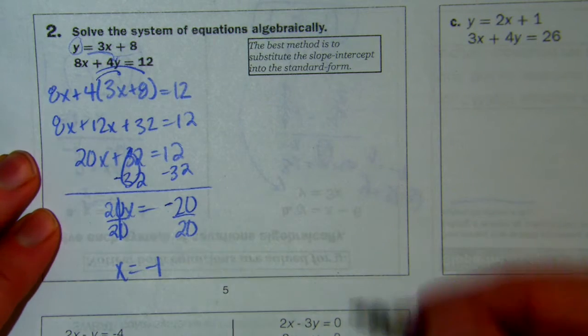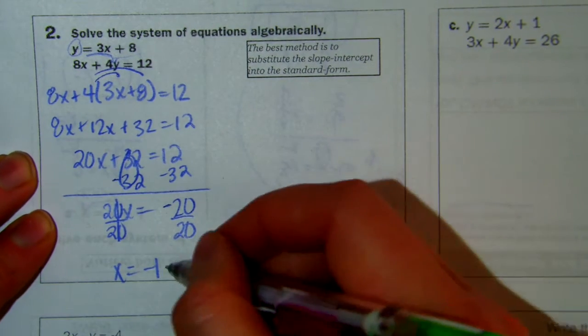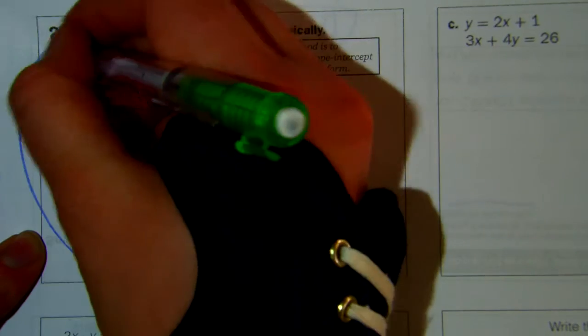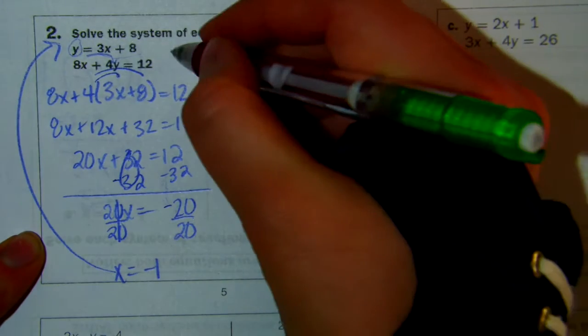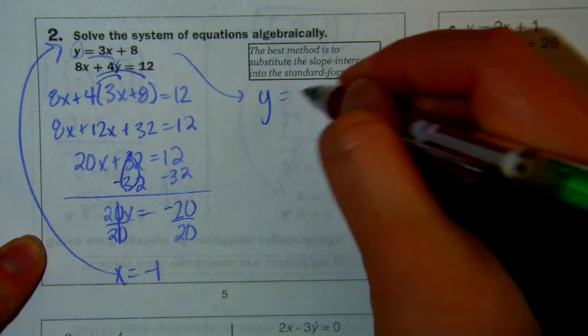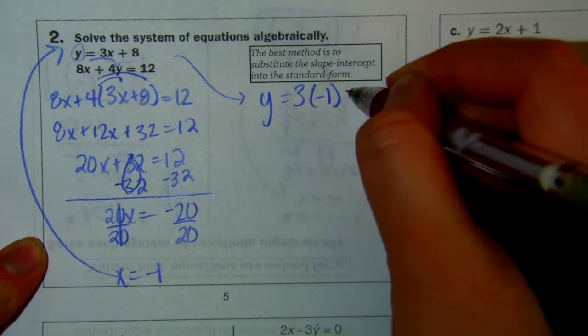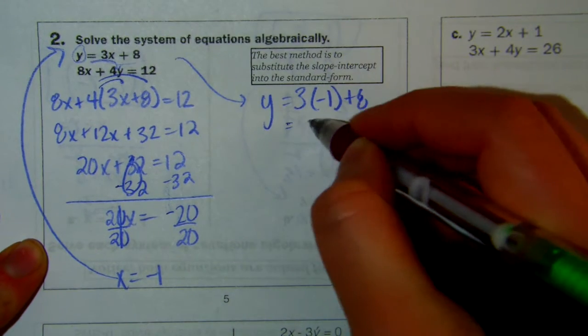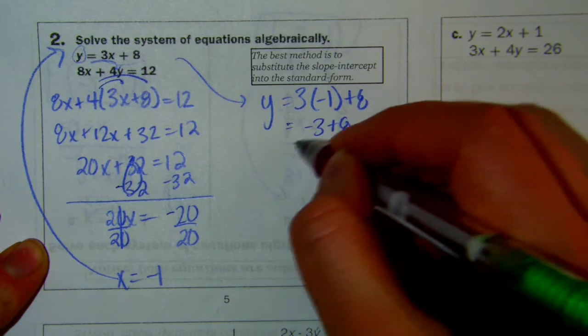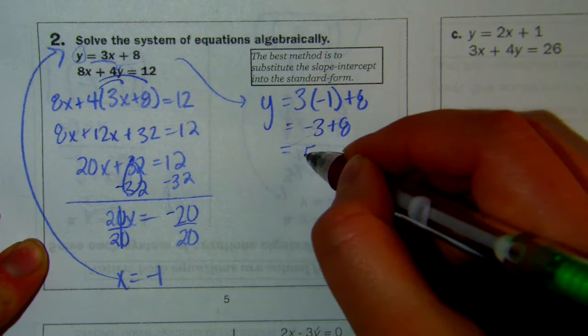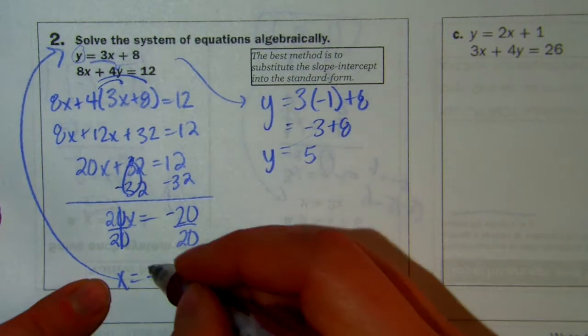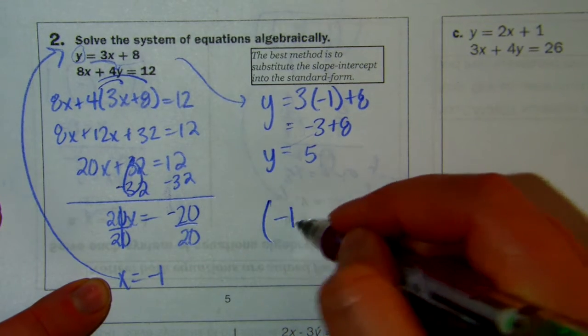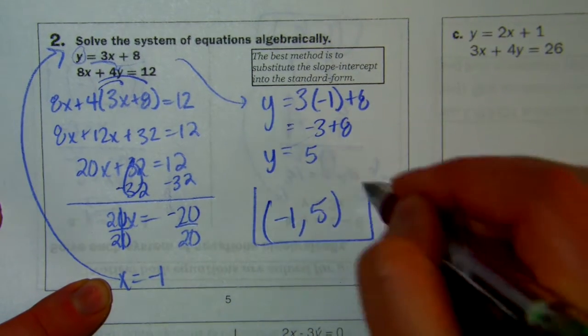I remember that my answer has to be an ordered pair. So negative 1 needs to get replaced up in that top equation. So I'm going to work that over here. Y is equal to 3 times x, or 3 times negative 1, plus 8. Negative 3 plus 8 is 5. So y is equal to 5. So in my ordered pair, final answer is negative 1, 5.